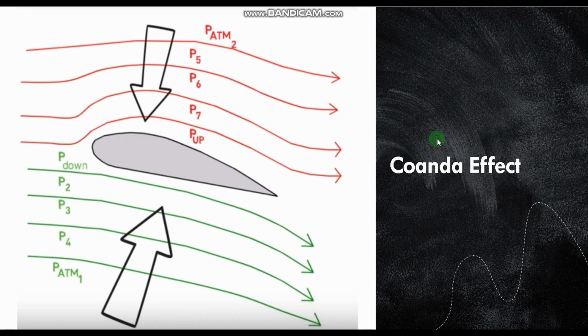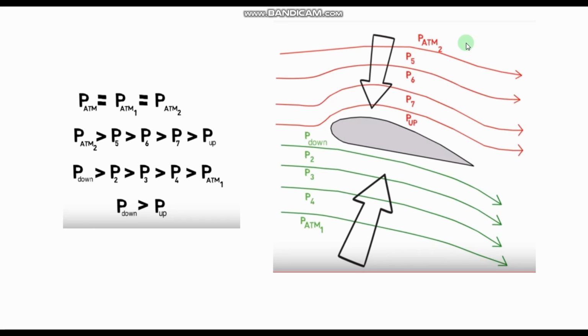This basically covers how lift is generated in terms of the Coanda effect, that the airflow wishes to reach an equilibrium point to satisfy the conservation of energy, thus flowing from a higher region to a lower region of pressure. This explains in more detail how the pressure varies in altitude and in a specific location around the airfoil.